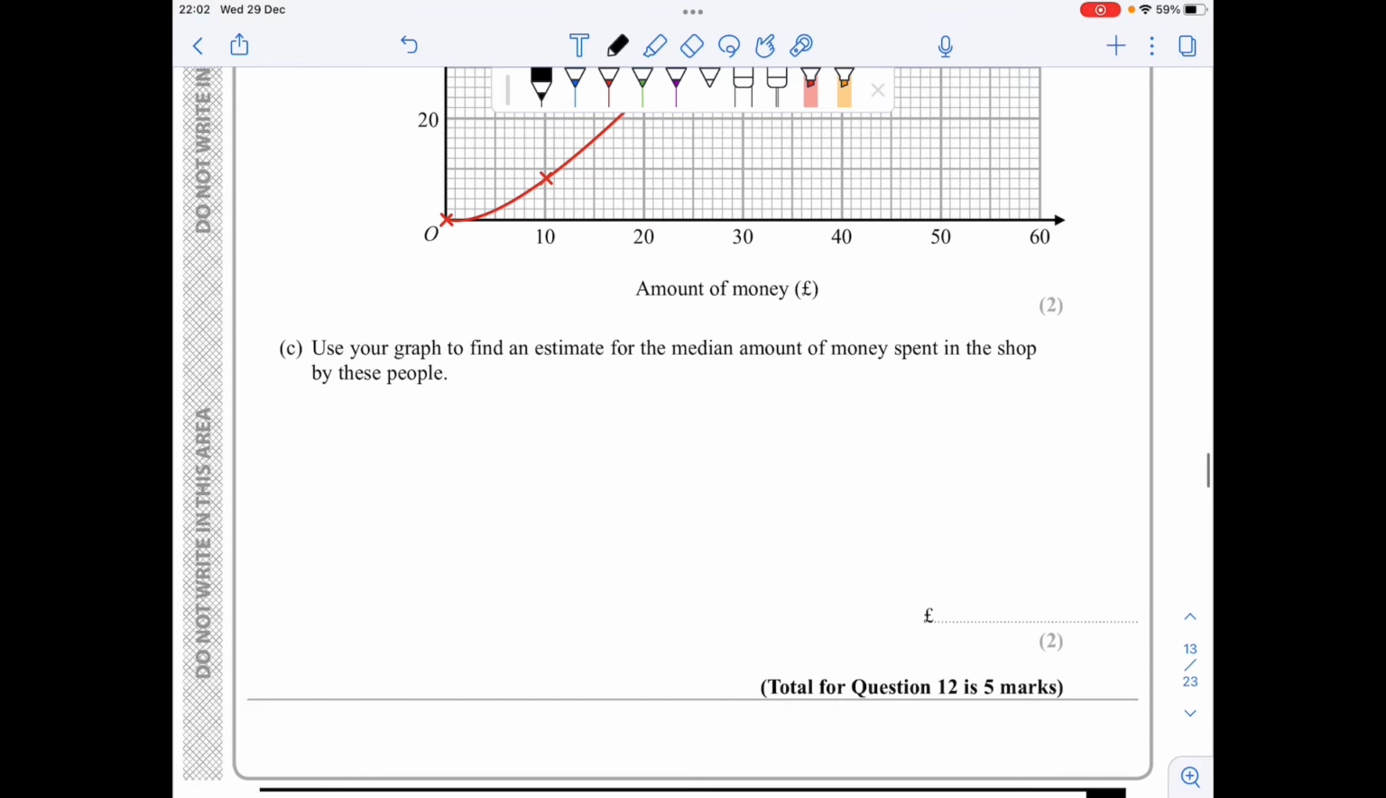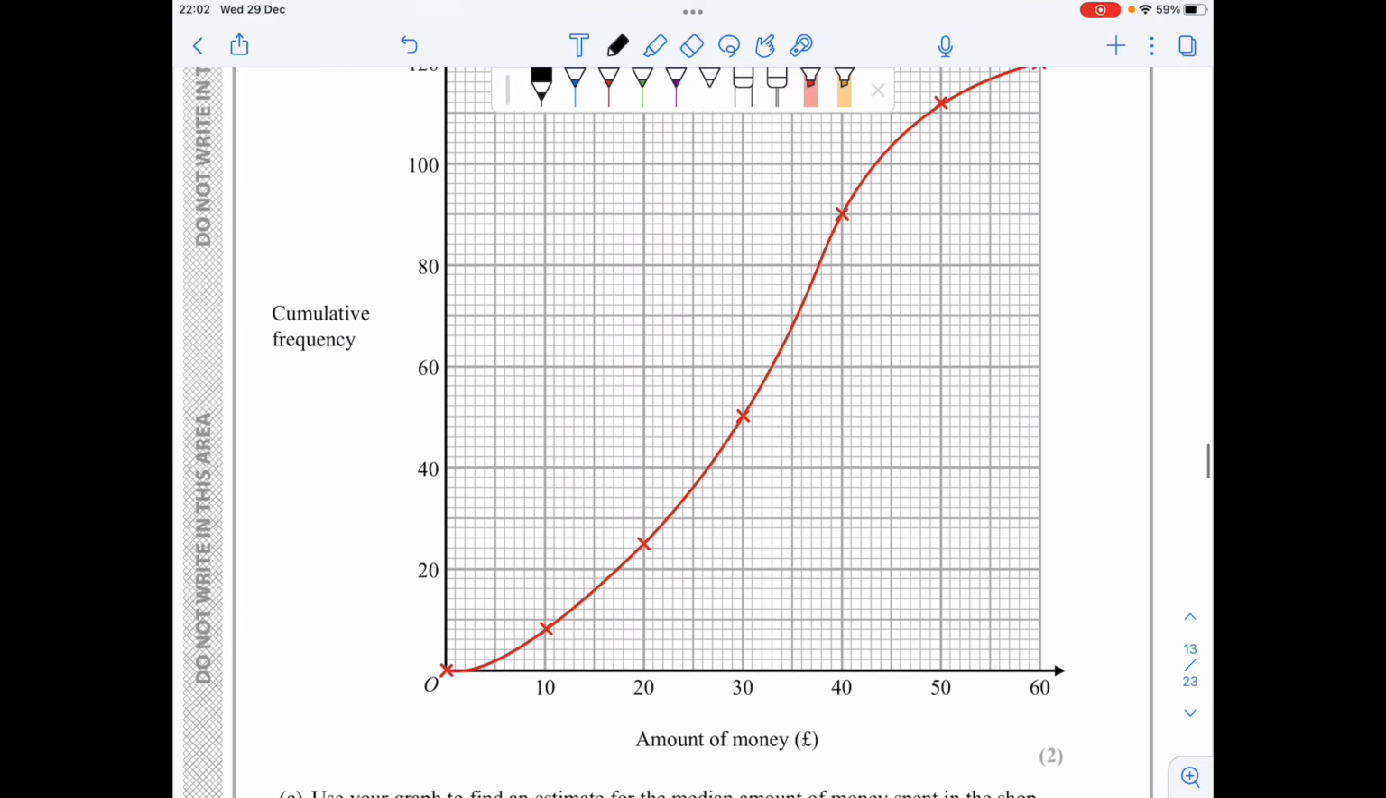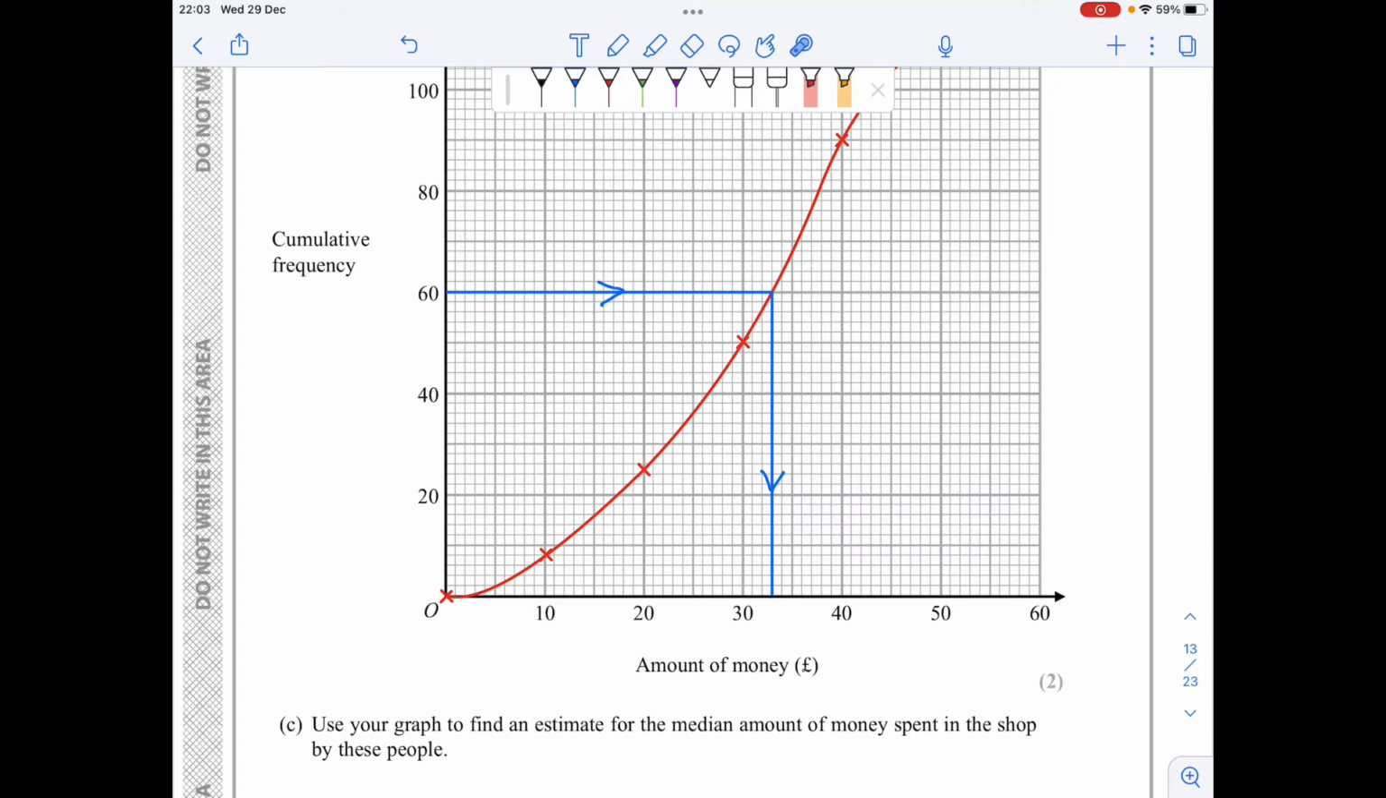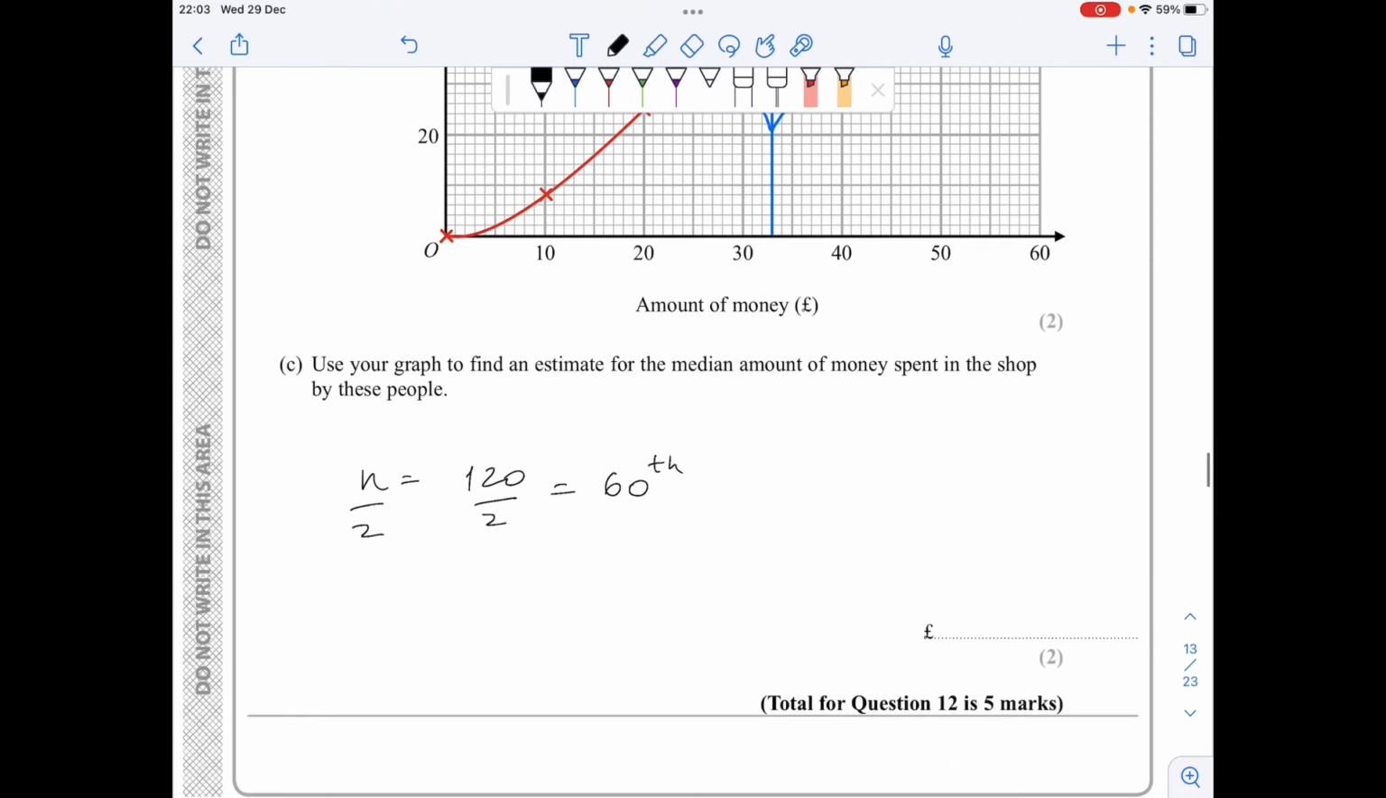And part C, I need to find the median. Now, n is equal to 120. So n over 2 is equal to 60. So I'm trying to find the 60th value. So from the y-axis, I'm going to trace 60 all the way to the line and then down. So from my graph, I get a value of about 33.